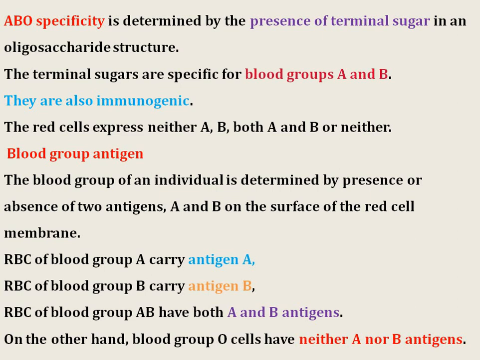That means galactose binds with another galactose. This is the blood group B antigen determination. For A determination, N-acetylgalactosamine binds with galactose. So that blood group is determined as the A antigen. RBCs of blood group AB have both A antigen and B antigen on their surface. On the other hand, blood group O cells have neither A nor B antigens.